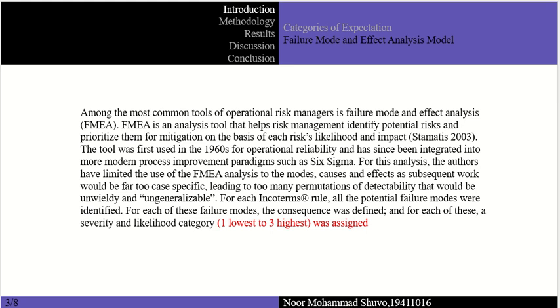It's an analysis tool which helps risk management identify potential risks and prioritize them for mitigation on the basis of each risk's likelihood and impact. Throughout these Incoterm rules, all the potential failure modes were identified, and for each of these failure modes, the consequences were defined. And for each of these, a severity and likelihood category, on a scale of 1 to 3, where 1 was the lowest and 3 was the highest, was assigned.